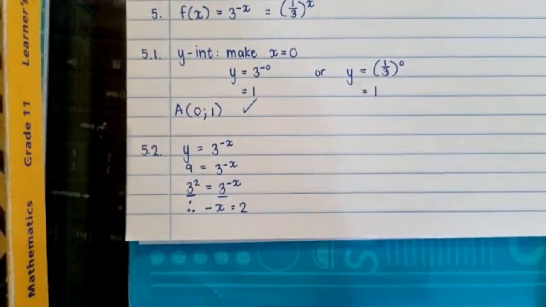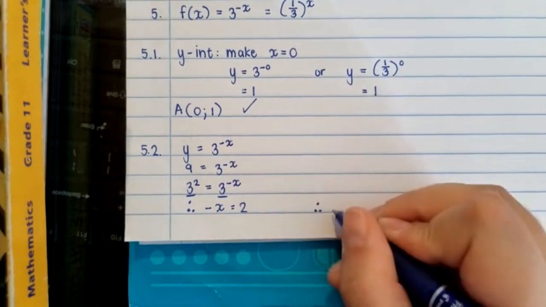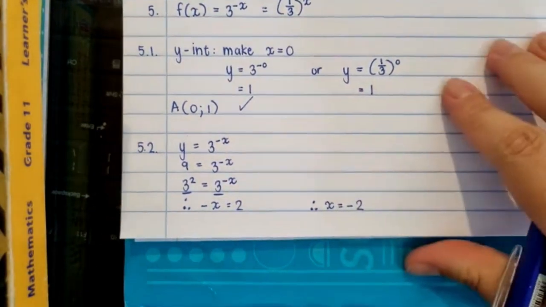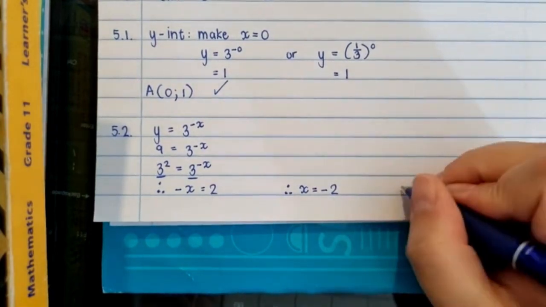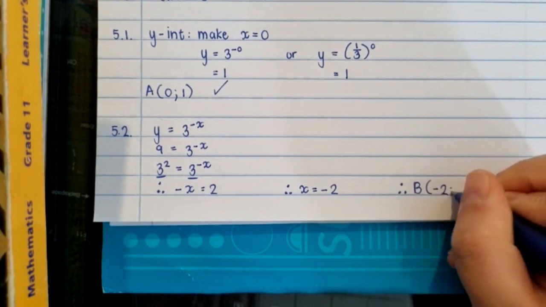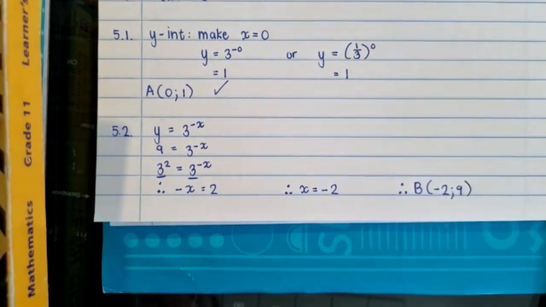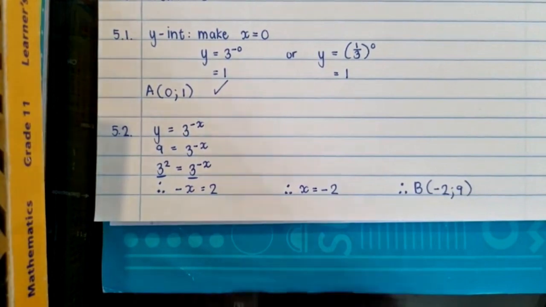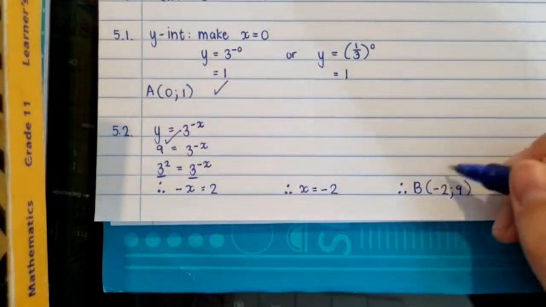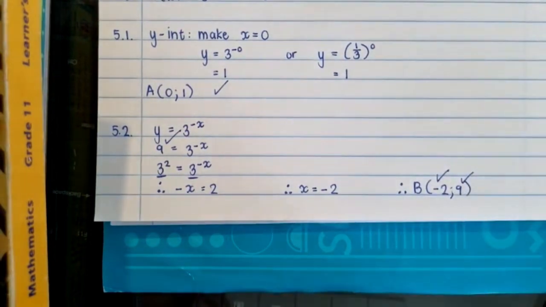I'm sure you guys know this. You've probably been doing this since grade 8. So therefore, x is negative 2. So for point B, you drop the bases. Therefore, B is the point negative 2 and 9. Okay, that was a 3-mark question. So it would have been 1 mark for subbing in 9 for y, and then 1 mark for each of your coordinates. So that's quite nice, giving 3 marks for that question.